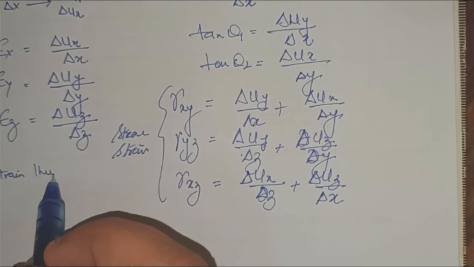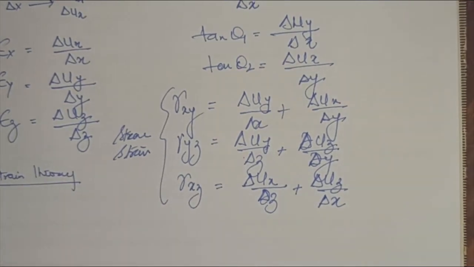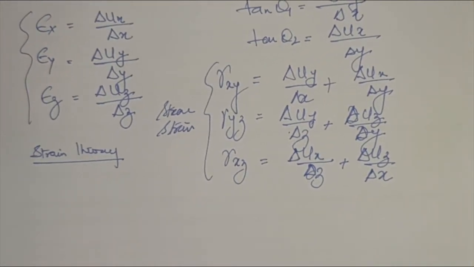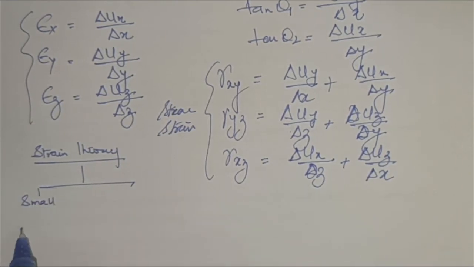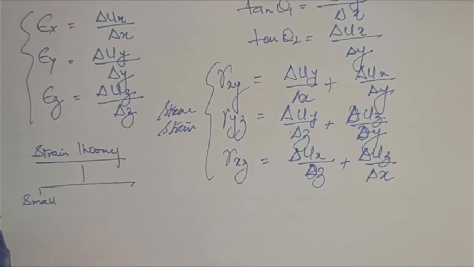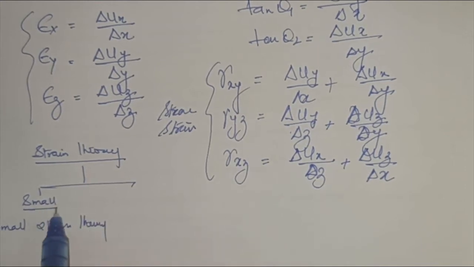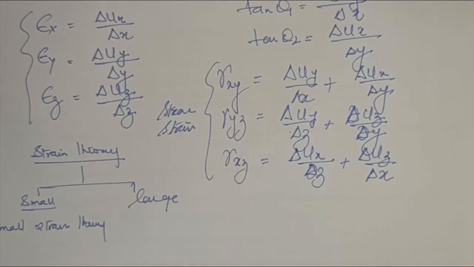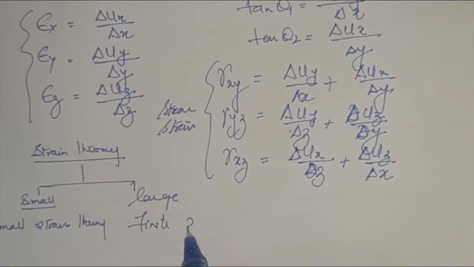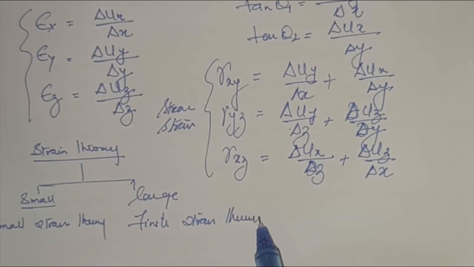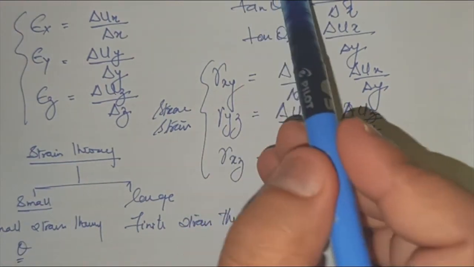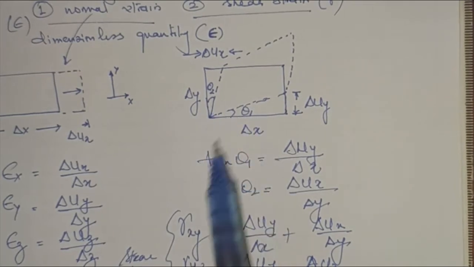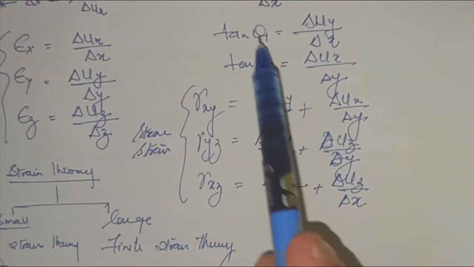These strain theories are differentiated based on the deformation. If the deformation is small, we have a small strain theory, and if the deformation is large, we have finite strain theories. So in a small deformation theory, we consider the deformation to be very small. So these thetas are also very small. That's why we have added here tan theta 1, tan theta 2.